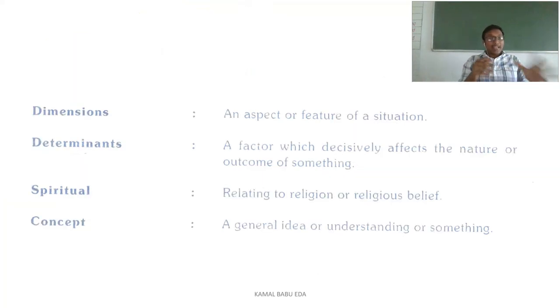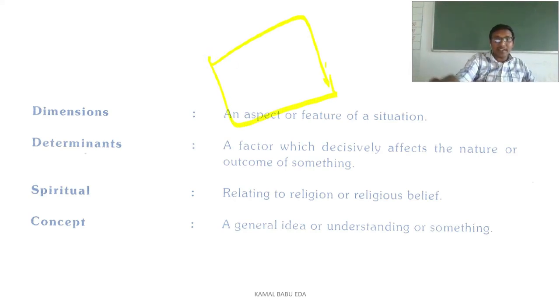What are dimensions? A dimension is an aspect or feature of a situation. For every object we have dimensions. For example, a rectangular shape has four dimensions: 1, 2, 3, 4. In such a way, for health and for everything we have some kind of dimension. We have health dimensions and we have health determinants. Here, dimensions mean a feature of a situation.